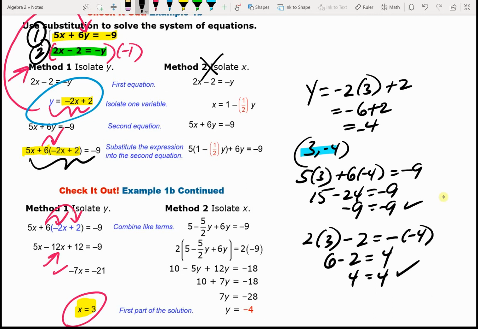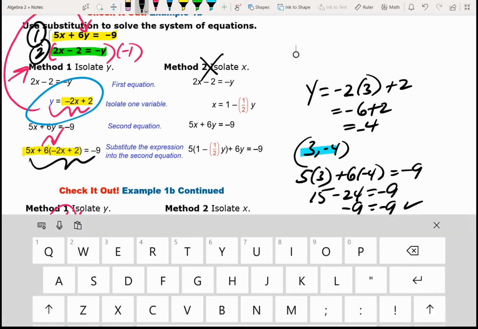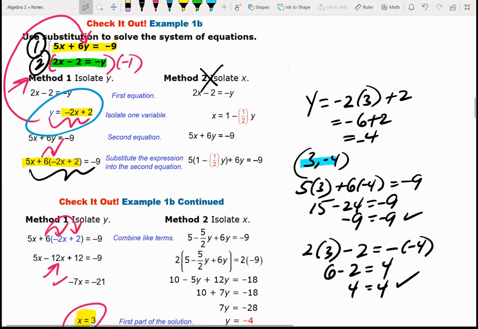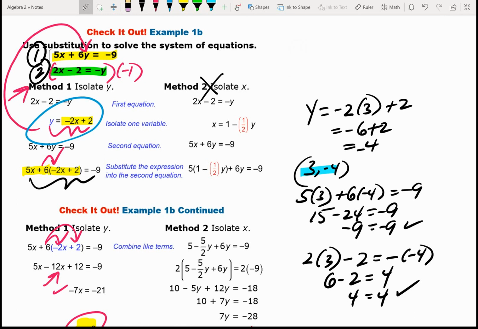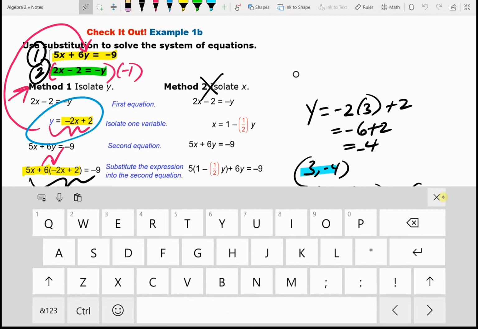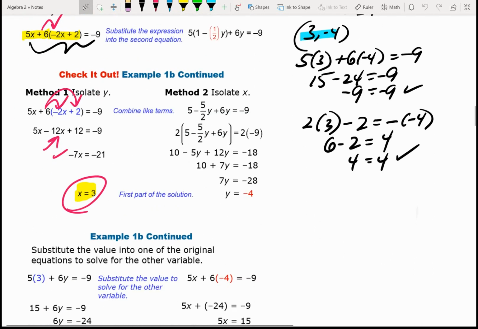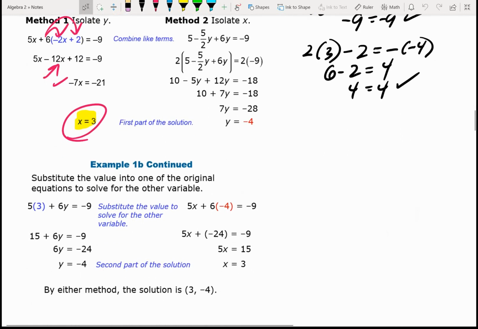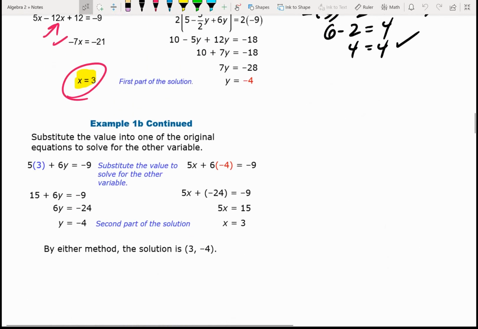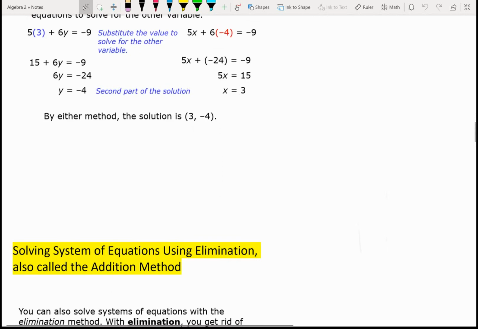Okay, so that's substitution in a nutshell. You solve for either x or y, whichever one is easiest to solve for. You substitute that expression into the other equation, and then you find the value of that remaining variable. Then you take your solution and go back to the equation that you solved for x or y, and then you find the other value. Okay, next is good. So that's substitution.